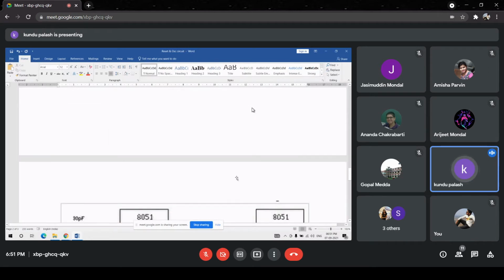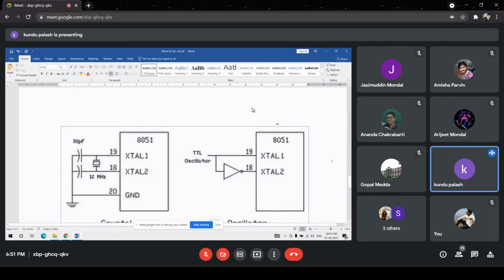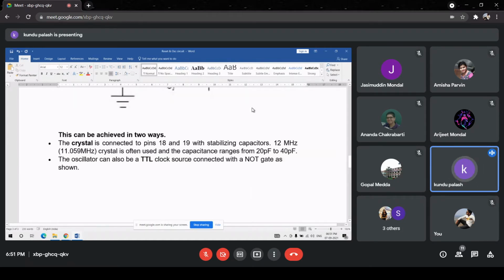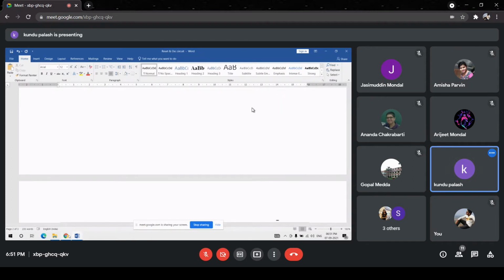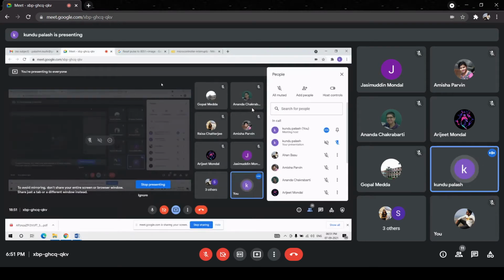So the base frequency is approximately 12 megahertz. The exact value is 11.059 megahertz. Okay, but the clock should be very, very stable. Otherwise, there will be a variable execution for a microcontroller. So that should be remembered.